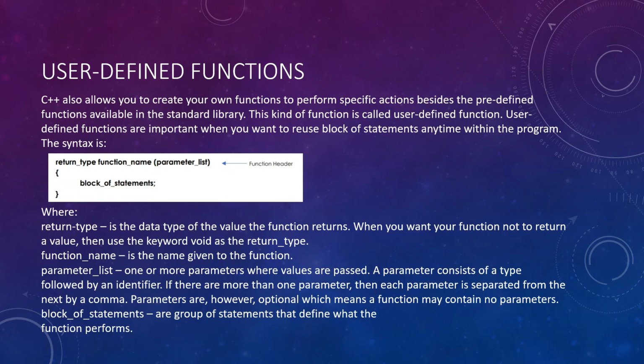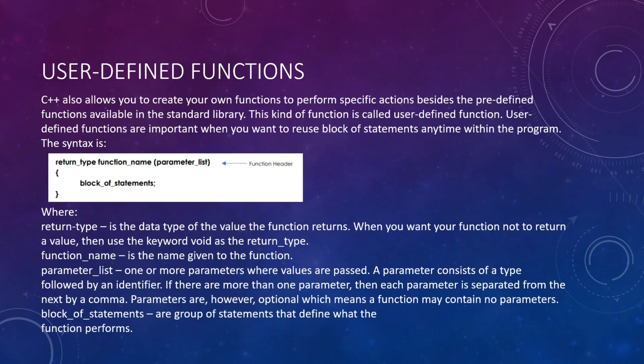The syntax is shown, where return type is the type of data value the function returns. When you want your function not to return a value, then use the keyword void as the return type. Function name is the name given to the function.